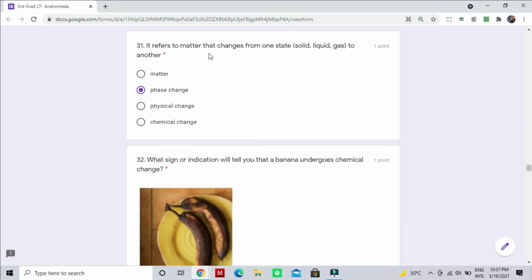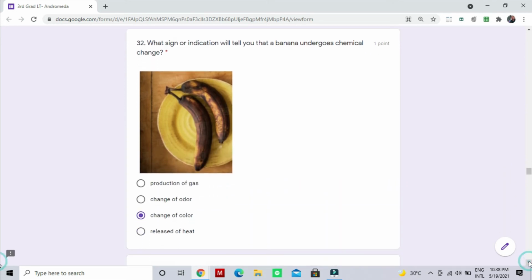Question number 31. It refers to matter that changes from one state, solid, liquid, gas, to another state. The correct answer is phase change. Question number 32. What sign or indication will tell you that a banana undergoes chemical change? The correct answer is change of color.